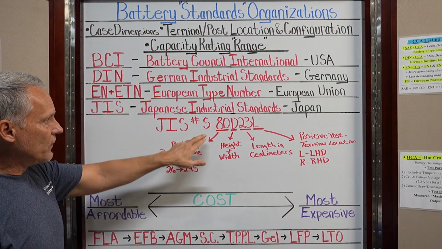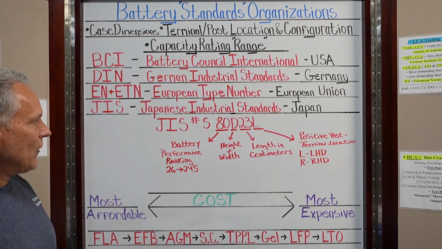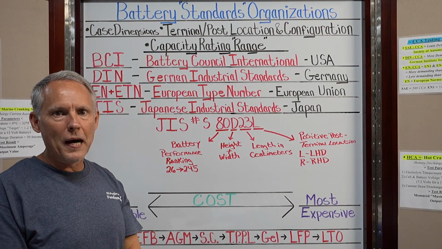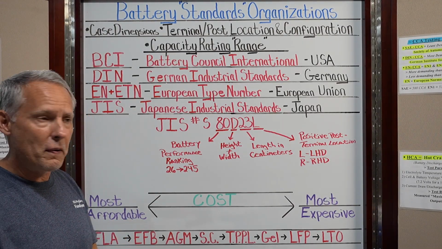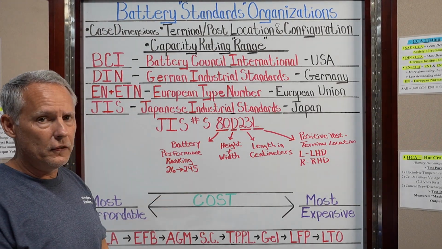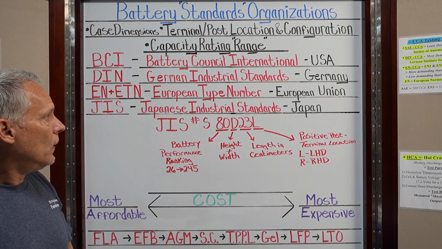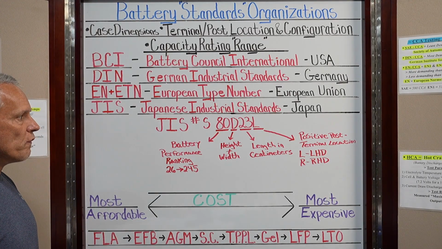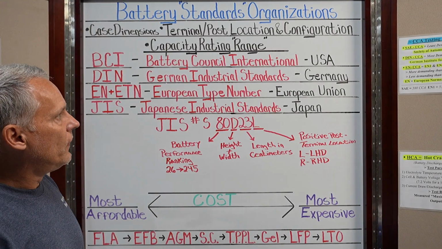Now, the seventh digit, which may or may not be there, if you see that S right there, that means it's a sealed battery, like we talked about earlier, like a sealed lead acid battery. If you see an S, that's just denoting that it's a sealed battery. Okay, so that's basically what I wanted to go over.